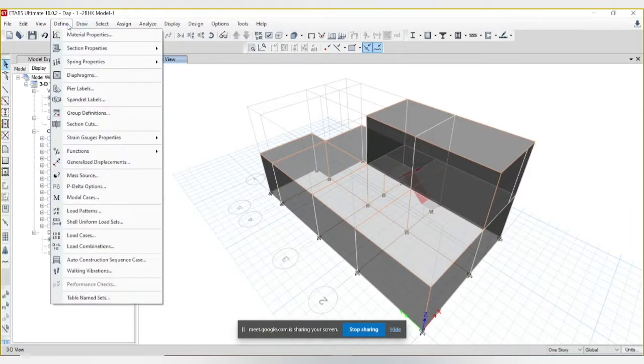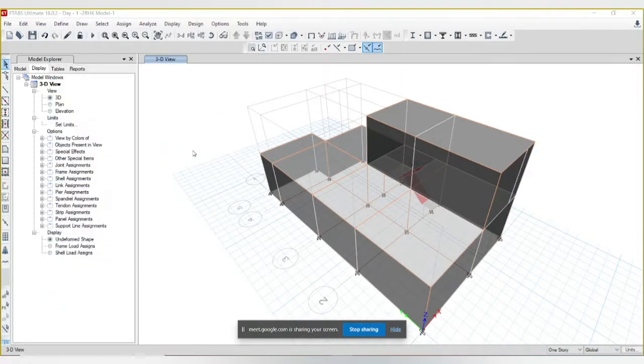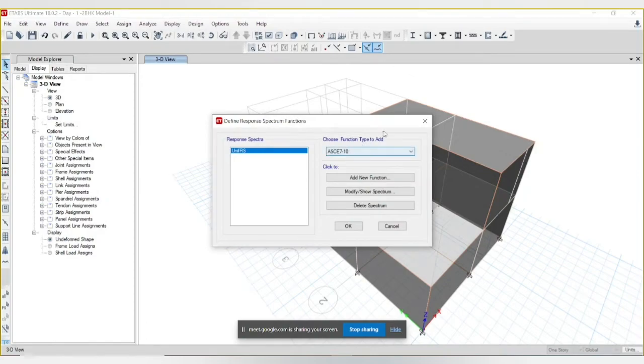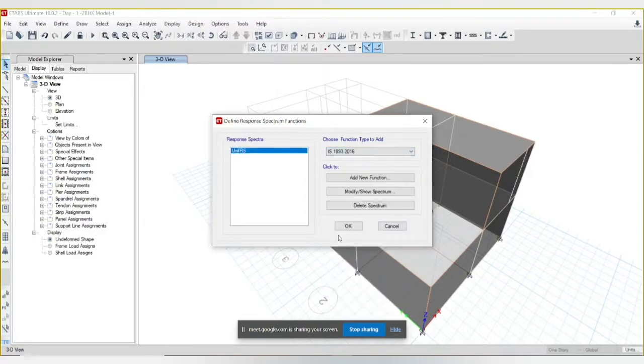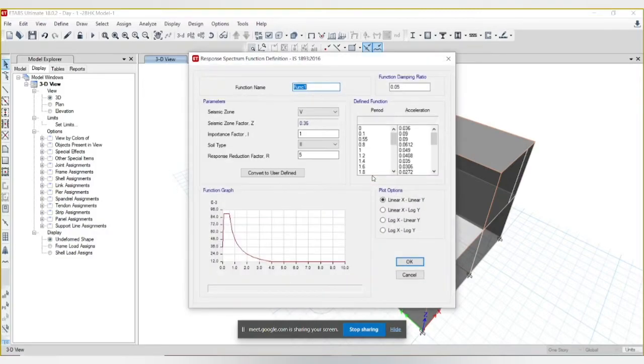First, you have to define the function. You will have response spectrum and time history. Both the techniques are available here. If you go to response spectrum, you have to use the Indian Standard Code IS 1893. Add new function. In this function, let us name it response spectrum analysis.